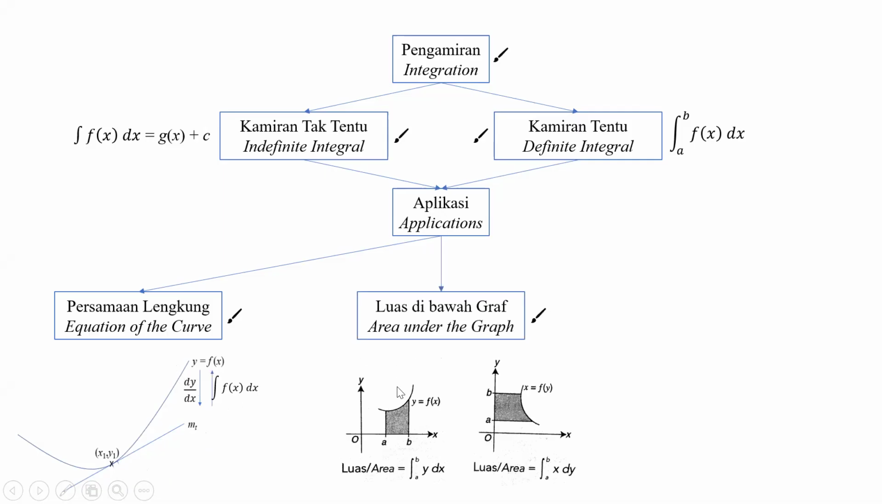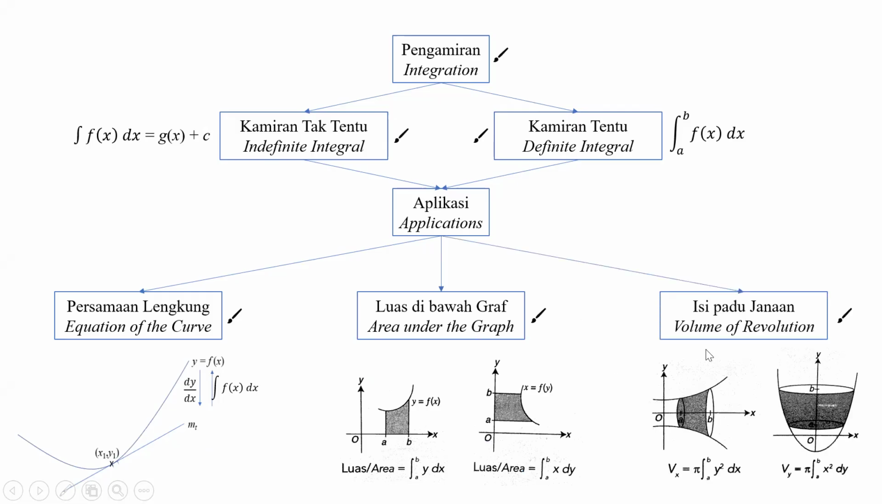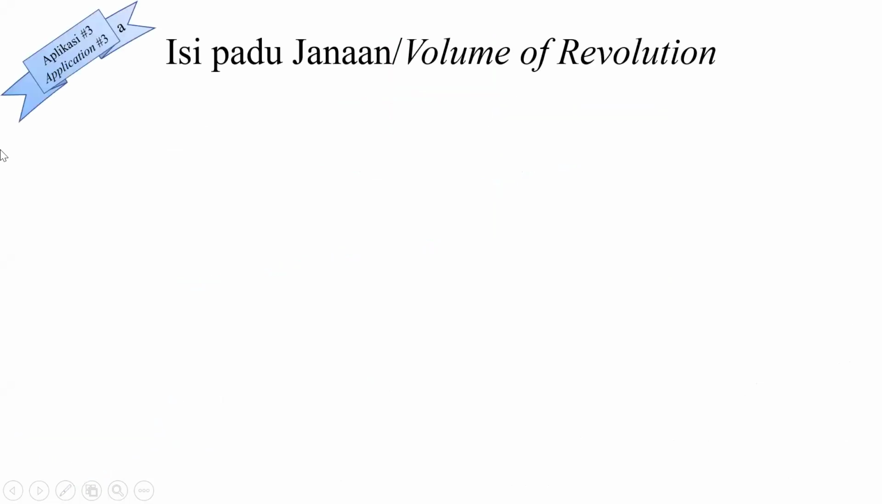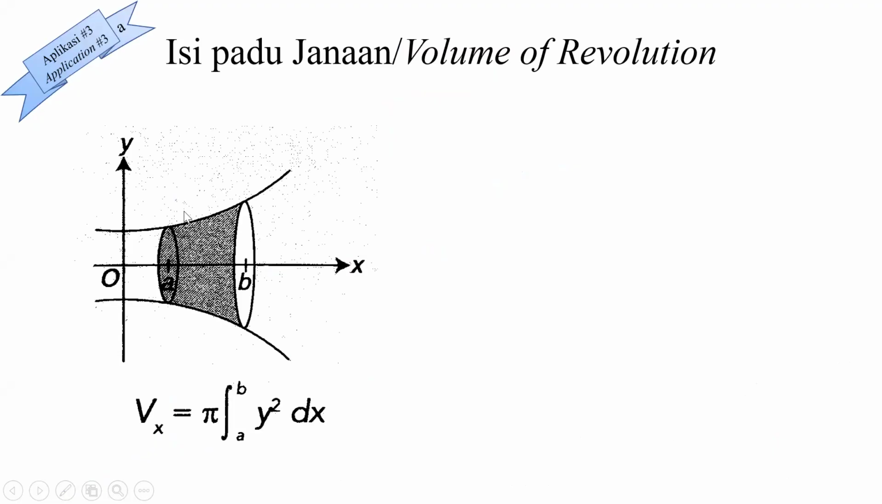Then we covered this area under the graph. Now we should cover the volume of revolution. Okay, let's look at this. We have application 3A, 3B. It's basically towards the x-axis or y-axis. Now the question is like this. I mean the idea is like this.